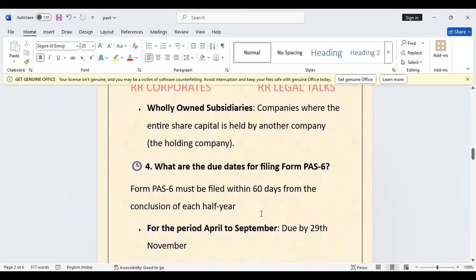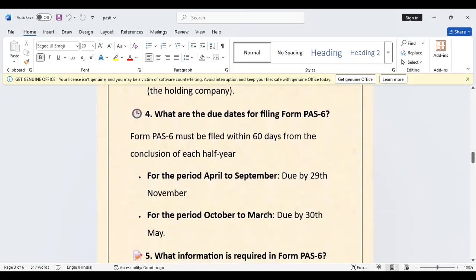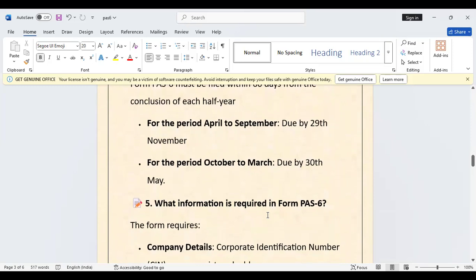So, what are the dates for filing Form PAS-6? PAS-6 must be filed within 60 days from the conclusion of each half year, because the form is on a half-yearly basis. For the period April to September, the due date is 29th November. And for the period 1st October to 31st March, the due date is 30th May. So now, on or before 30th May, we need to file PAS-6.